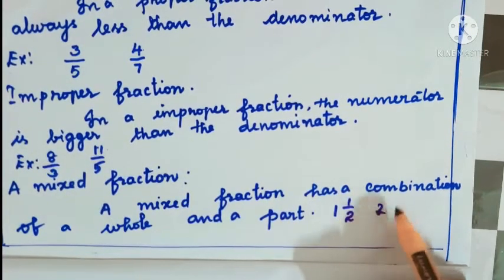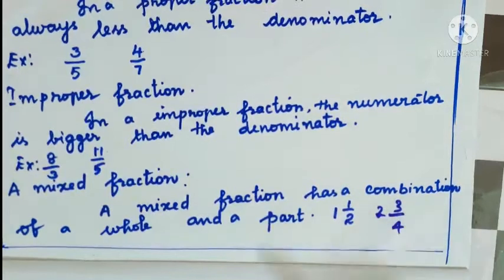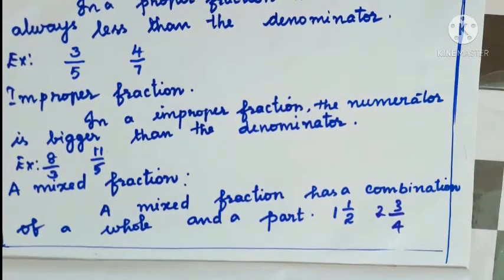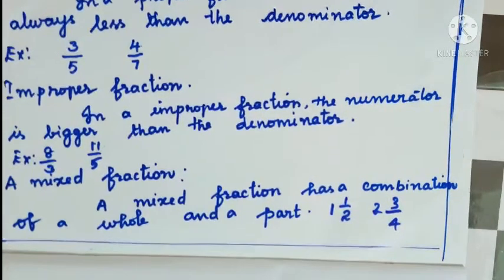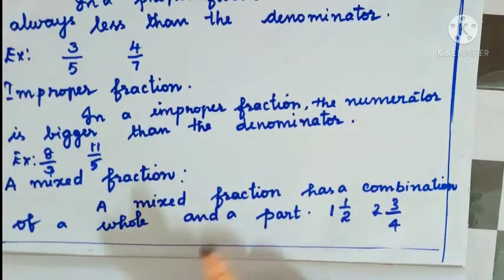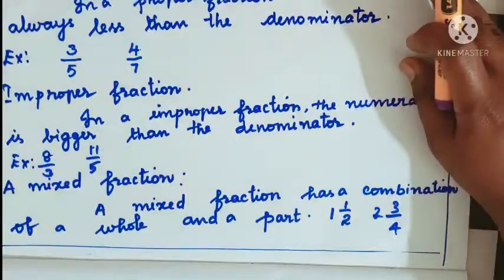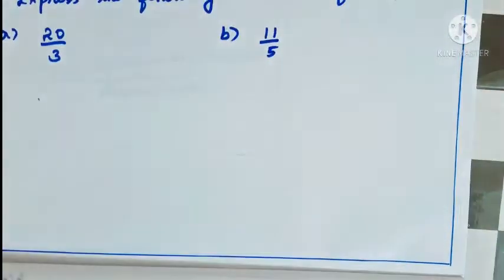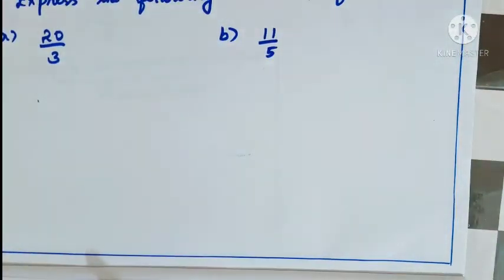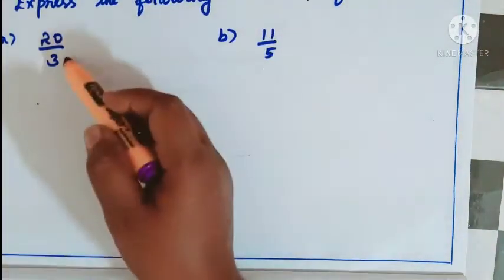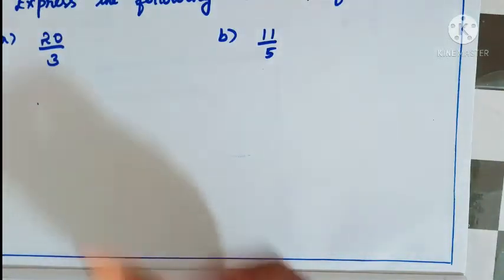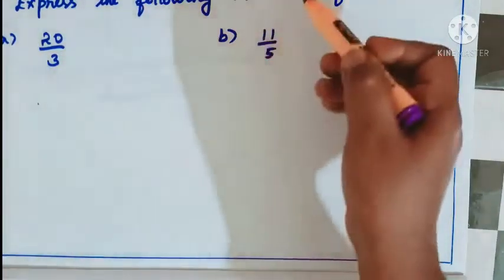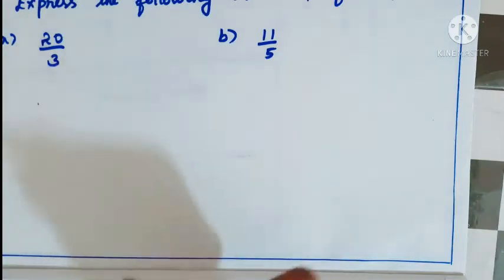Understand? 2, 3 by 4. Okay, isn't it? I hope you can understand this mixed fraction. So now a simple thing we are going to do: express the following as a mixed fraction. So here it is an improper fraction, isn't it? The numerator is bigger. So I want to express this as a mixed fraction.